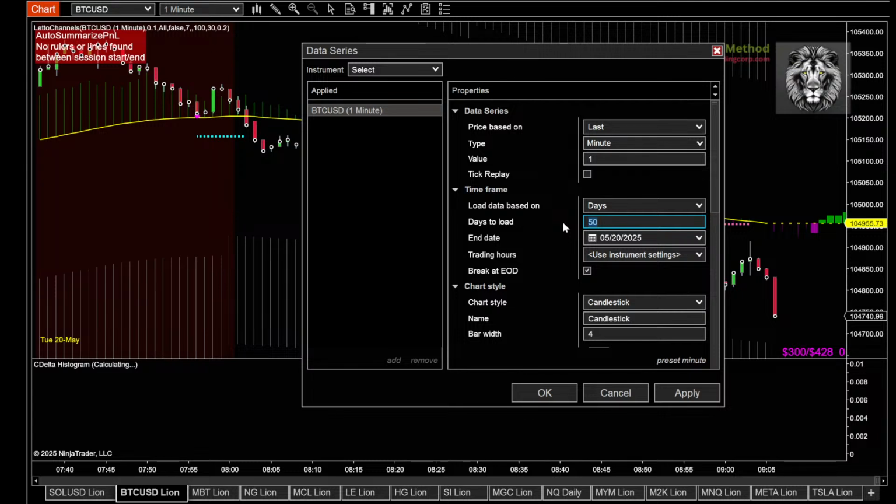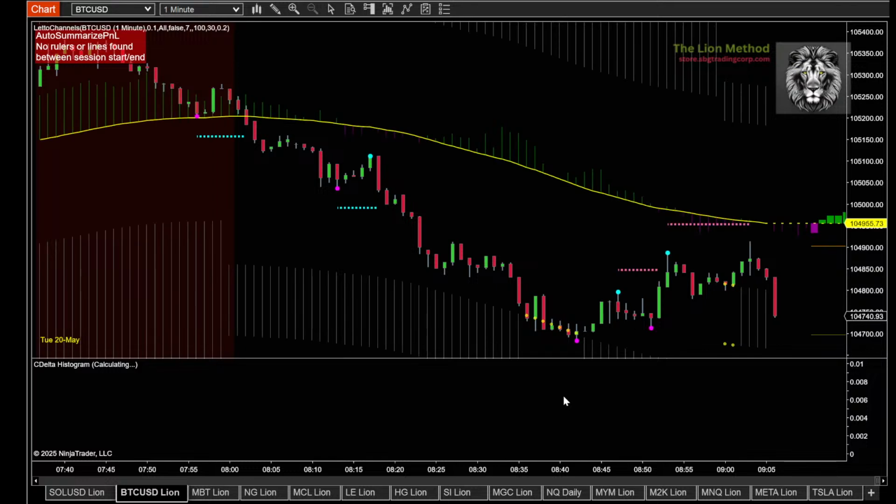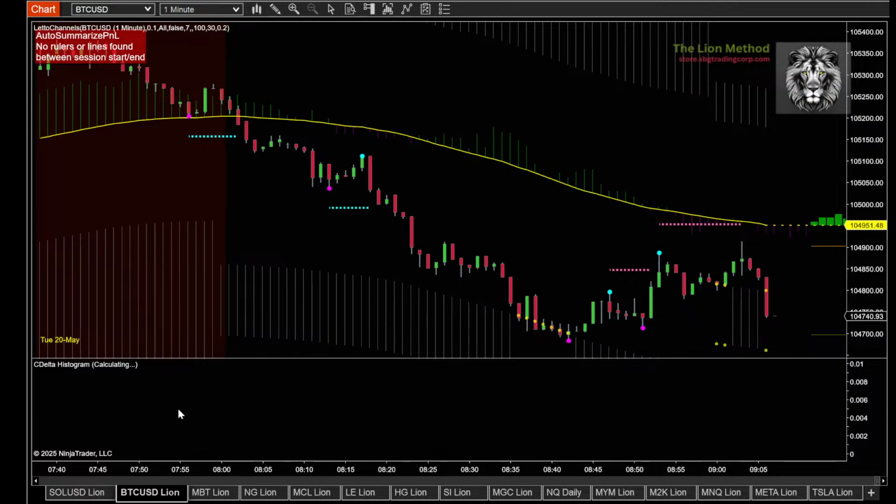Okay, well I don't want 50. Go 10. So you'll have trouble loading a lot of days of data because this is ticks. Bitcoin has a lot of ticks, so you want to cut down your days.